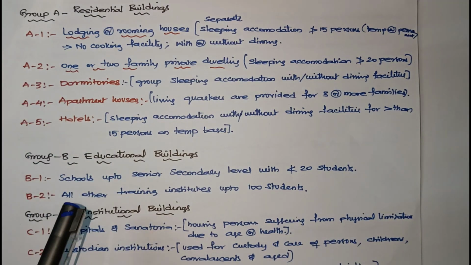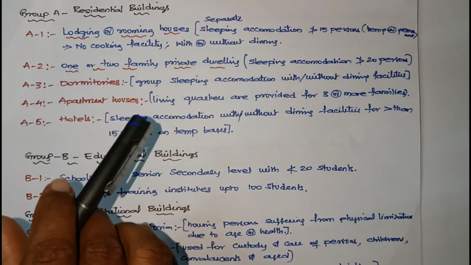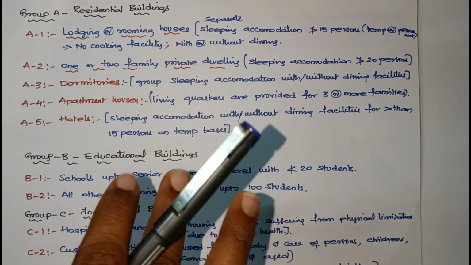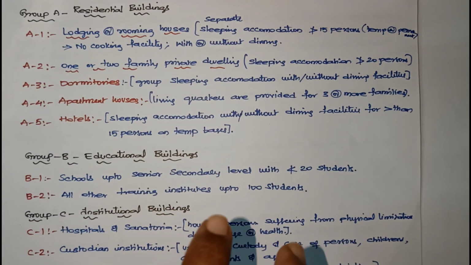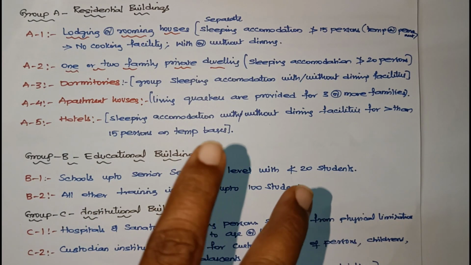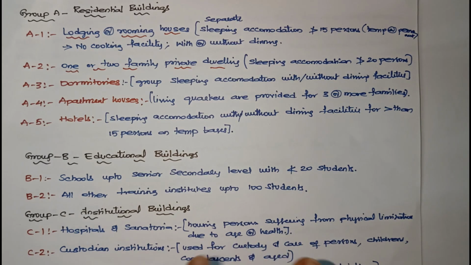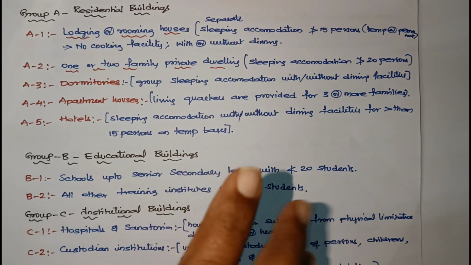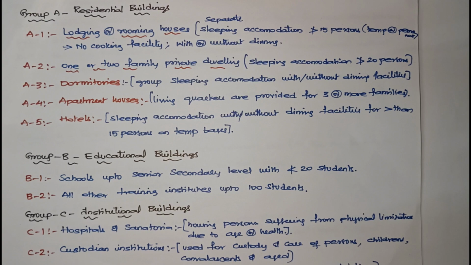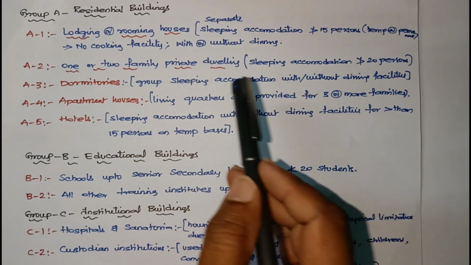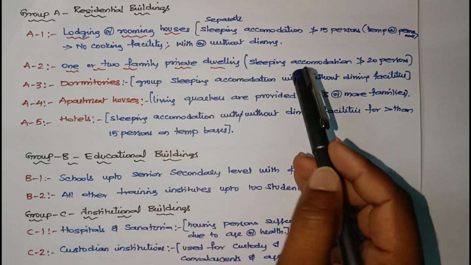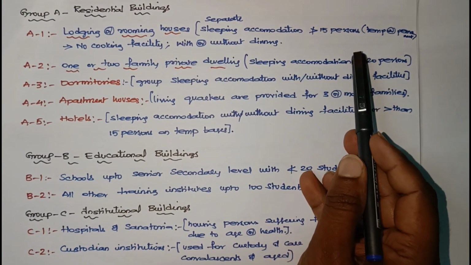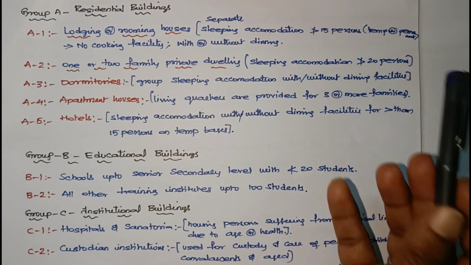Coming to A2, one or two family members will be constructing a building. For example, in a family you have 3 brothers, or 2 brothers like that. You will be constructing your individual houses within the same unit, on the same plot, as different flats. That comes under this category, meaning sleeping accommodation for not more than 20 persons.